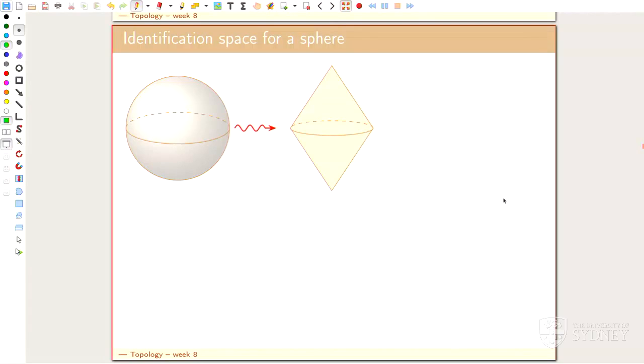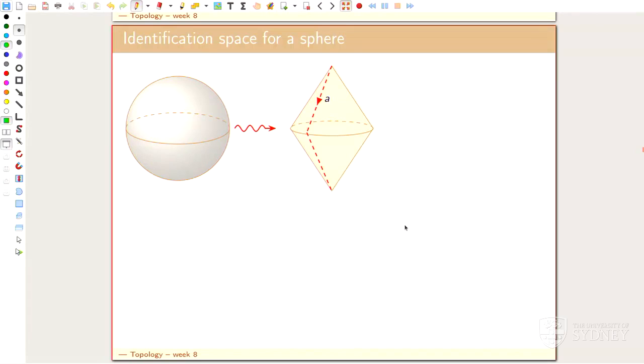So let's cut open a sphere. It's a bit easier to think of the sphere as being a double cone. That topologically is just a really easy operation. You take the south pole, you take the north pole, you pull the north pole up, you pull the south pole down. It gets a bit pointy and you get a double cone. And you can cut that open.